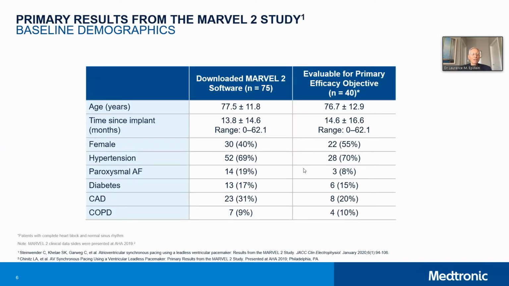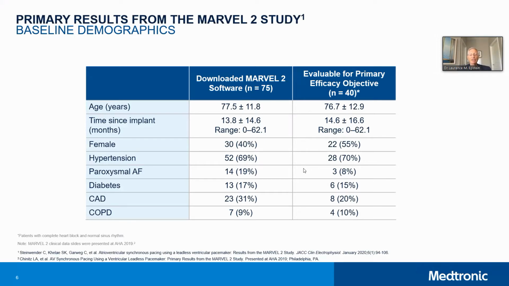So what we looked at was a series of 75 patients in whom we downloaded the software. Those that were evaluable to meet the primary objectives had to be patients who, at the time of the study, were in sinus rhythm and had heart block, so you could actually test the algorithm. That limited us to the 40 patients in whom we did the analysis.